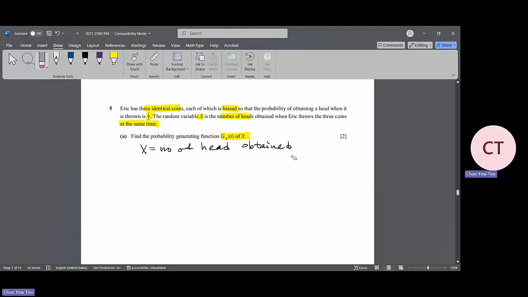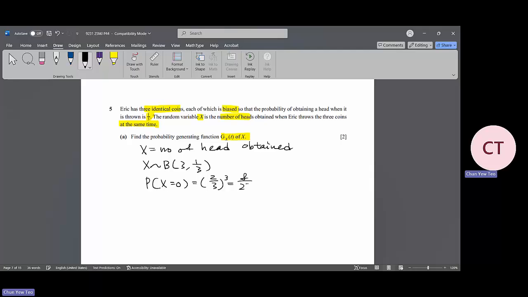From the description over here, we know that this is a binomial distribution. The binomial has n equal to 3 coins, and the chance to get a head is 1 over 3. So you will get P(X = 0), meaning none of them is a head. That means it's 2 over 3 cubed, so you will get 8 over 27. We want the exact value, so usually we are not going to give the answer in decimal form. Then P(X = 1), P(X = 2), and P(X = 3). P(X = 3) is 1 over 3 to the power 3.